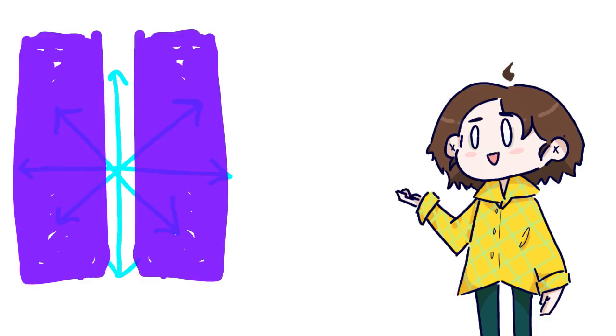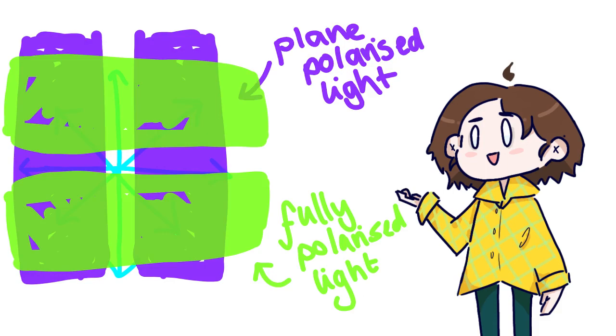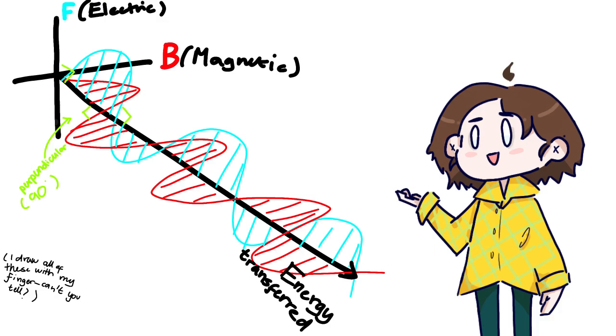And only the waves that are in the same direction as the filter can pass. The result is we have plane polarized light, so it's polarized into one plane, like up and down. If we put another filter on top of that, at right angle to the last filter, no light can get through. This is polarization, and this only works if light is transverse.